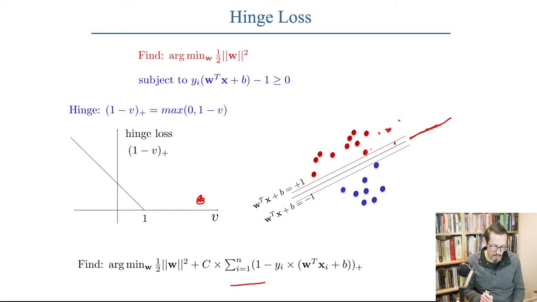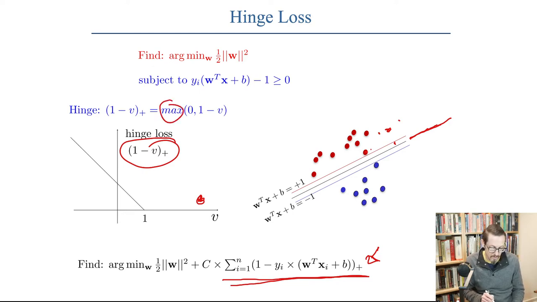And that hinge loss is what induces this term, the 1 minus y times (w transpose x plus b), with the criteria right there. This term in here is either 0 when the dots are over in this part of the regime, that is, when they're on the right side of the margin, or it's this value.